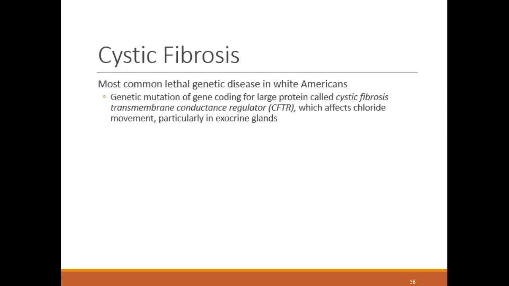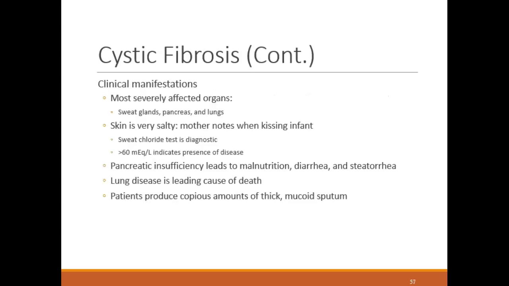This genetic mutation is a mutation of a part of your genes that produce a protein called your CFTR protein. This is going to affect that chloride movement in and out of the cells. Okay. So these babies are going to have issues with their sweat glands, their pancreas, and their lungs.